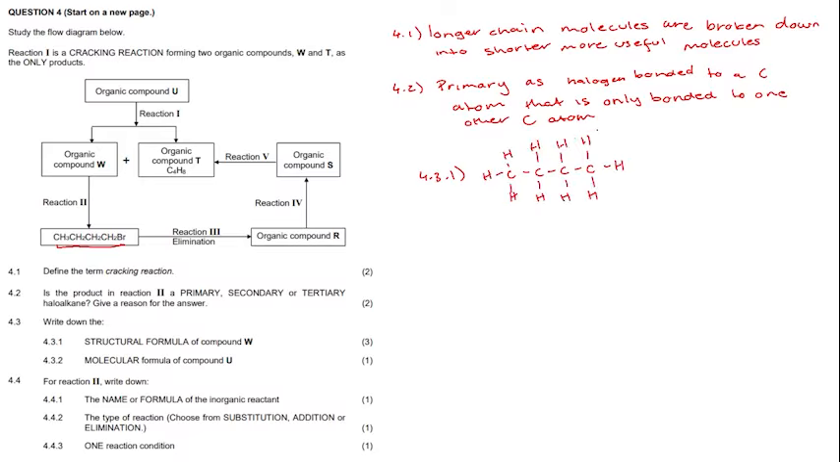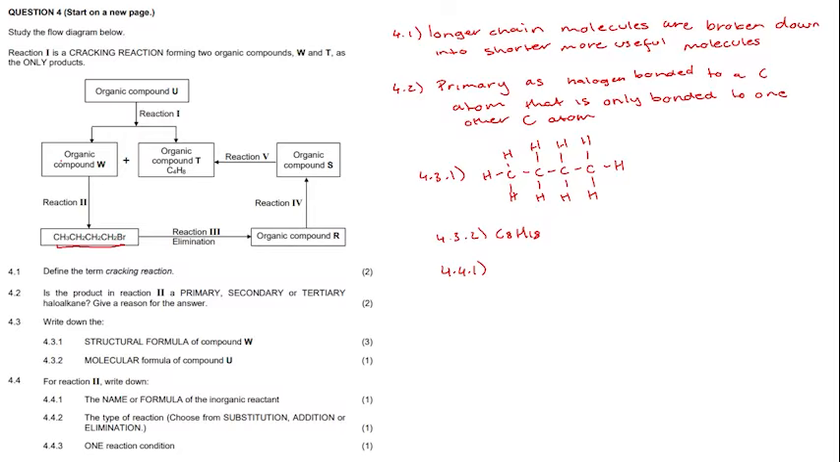Question 4.3.2. The molecular formula of compound U. So, compound U is compound T and compound W before they went through the cracking reaction. Therefore, in total, we have 8 carbon atoms, 4 from compound W and 4 from compound T, and we have 18 hydrogen atoms, 10 from compound W and 8 from compound T. Our molecular formula is then C8H18.